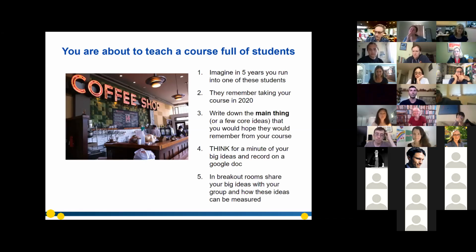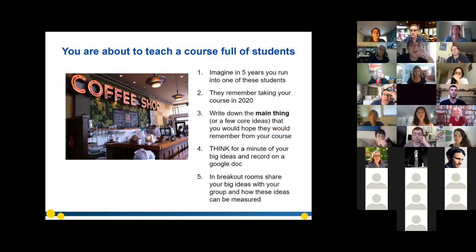There's the Google Doc. So we're gonna give you a minute to think about your big ideas. And then lastly, we're gonna break out into rooms and share that with some of your roommates. Thanks, Tammy. So if everybody opens the Google Doc, you should see your name. And then by your name, you can spend a minute or two writing down some big ideas. The link to the Google Doc is in the chat. And if you're having any trouble finding it, just raise your hand or write in the chat.